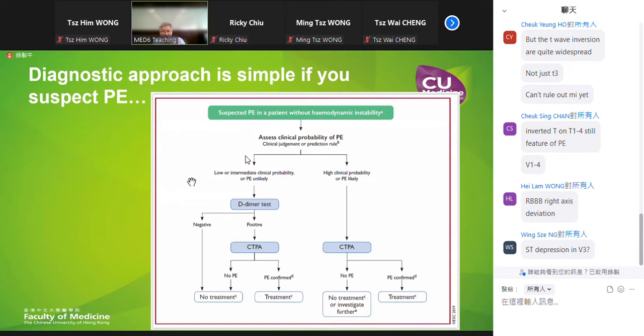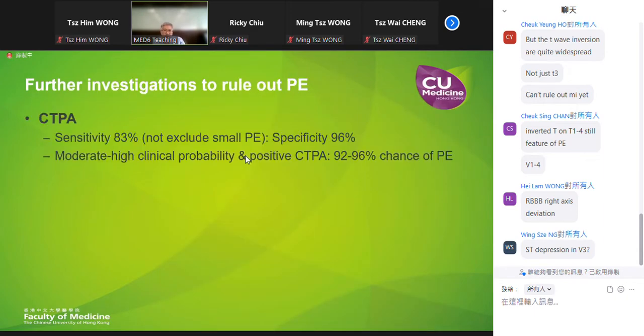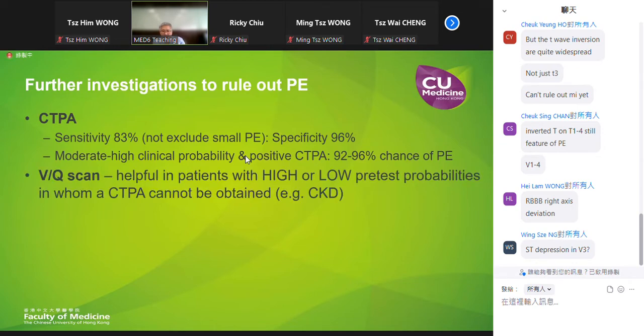But sometimes I'm trying to reduce your reliance on CPA, because CPA can only look and see large PE. It doesn't exclude small PE whatsoever. Okay? So you're mindful that CPA is not perfect. And another option, if you have time, you probably think about is looking at a VQ scan. It's a bit old-fashioned, but sometimes it's useful.